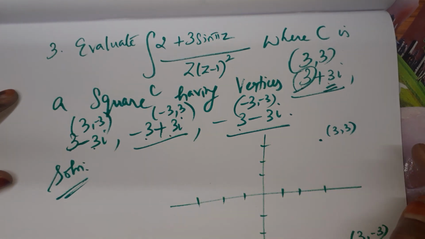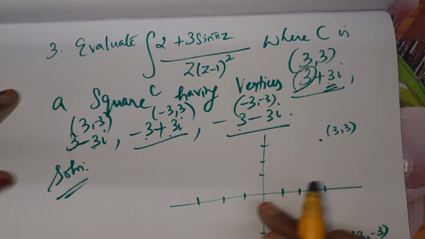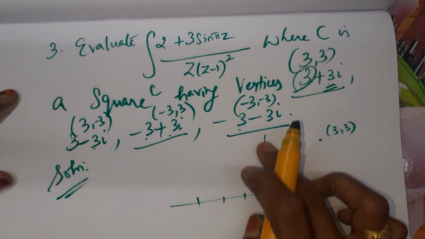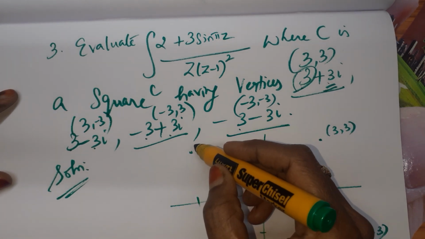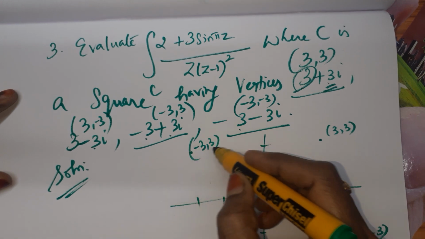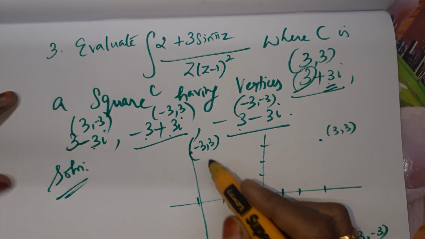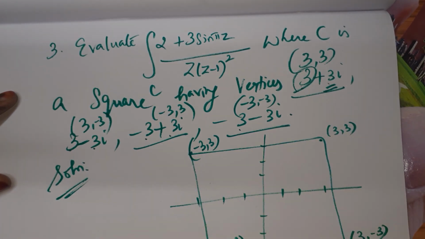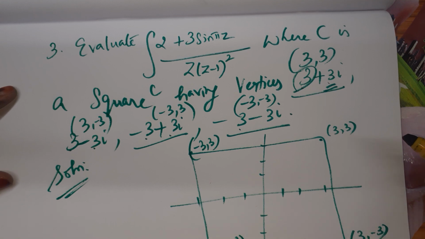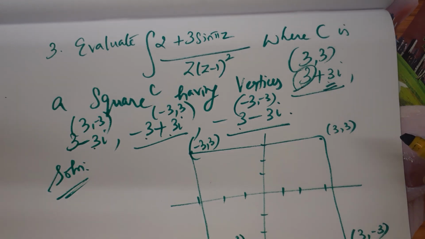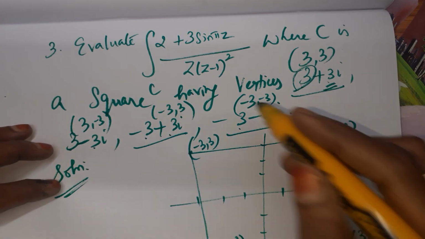And the third point is minus 3, plus 3. Negative x, positive y, so it lies in the second quadrant. And this is minus 3, minus 3, so it is in the third quadrant, right? So joining all these points, we are getting a square. First we have to find the poles. So using this we have to find the poles.